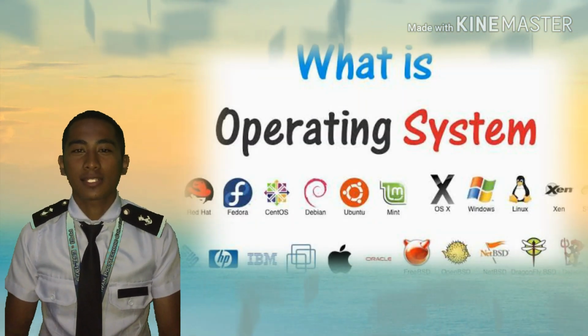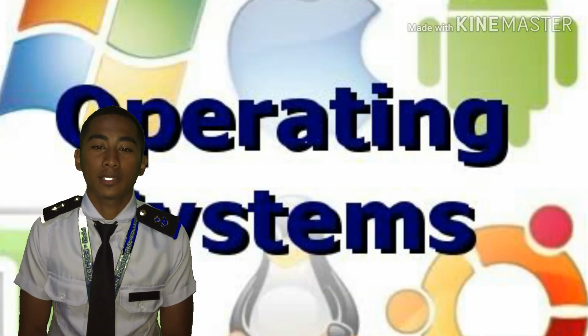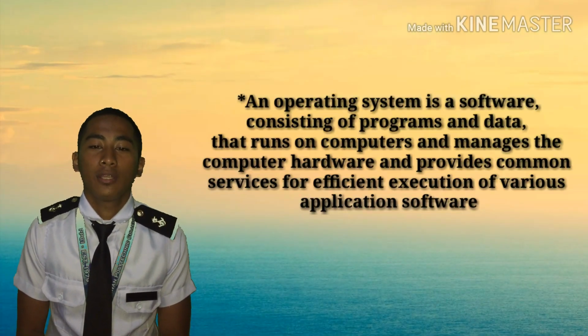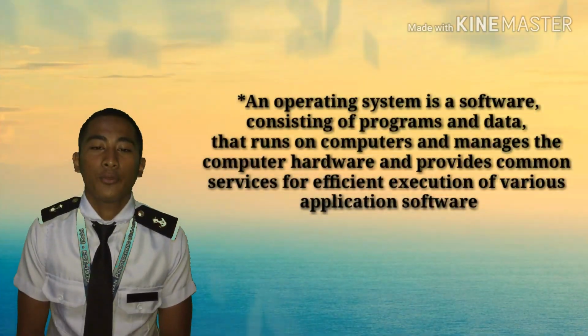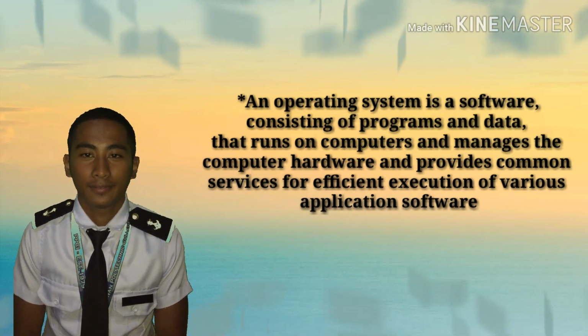So, what is an operating system? An operating system is software consisting of programs and data that runs on computers and manages the computer hardware. It provides common services for efficient execution of various application software.